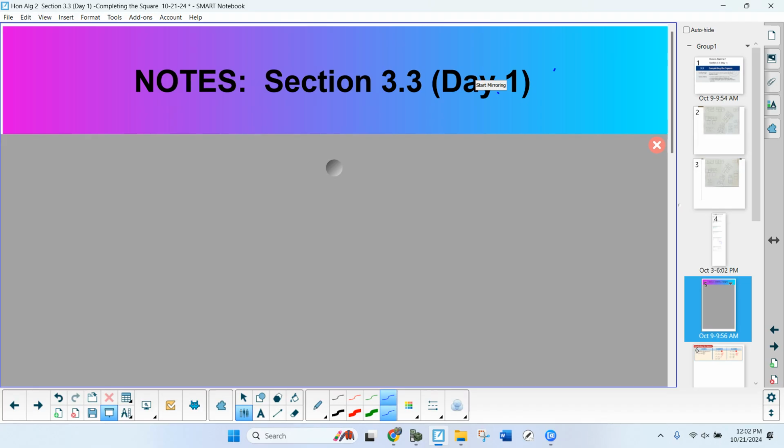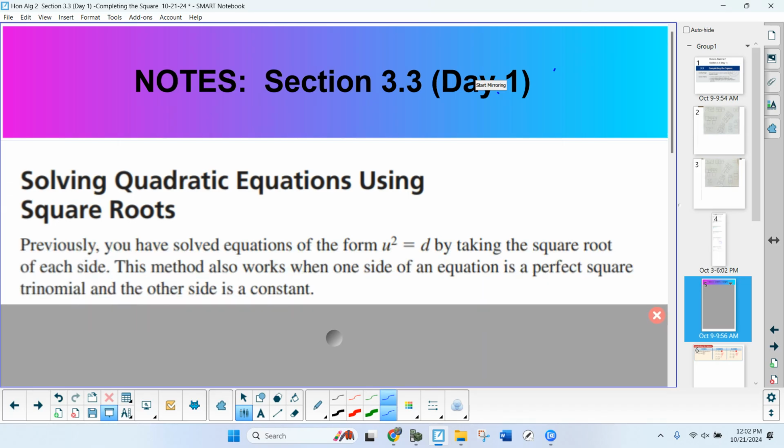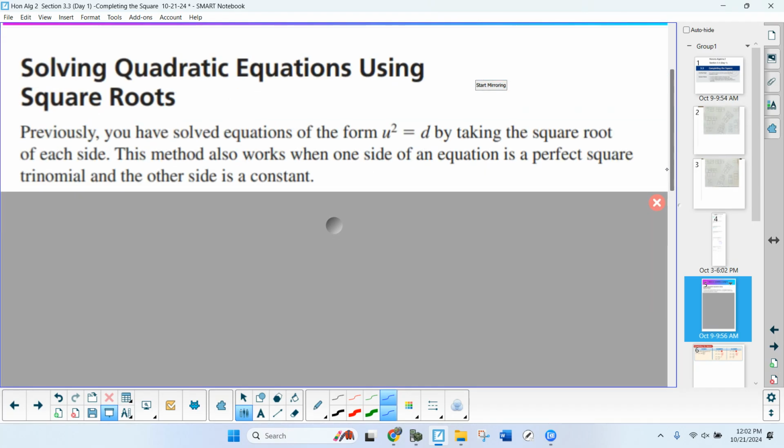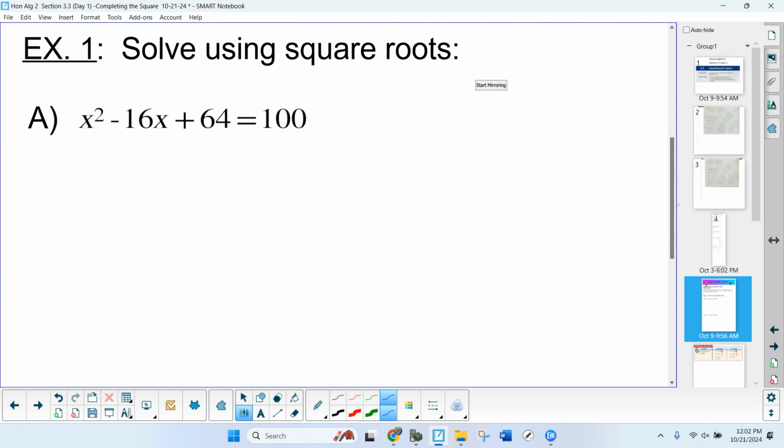Looks like I had a couple ones here at the beginning. In previous classes, we have learned to solve by using the square roots. You isolate that x squared, and then take the square root of both sides. I don't love these problems, but they're getting us ready for completing the square. What they want you to do is to recognize that that left side is a perfect square trinomial.